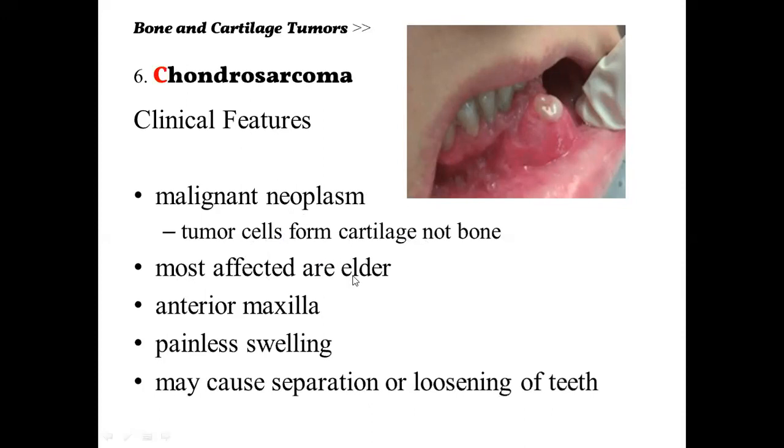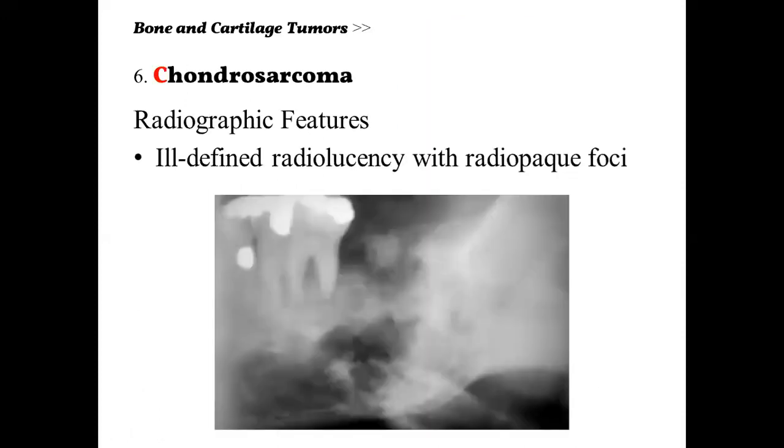So most affected are elders. It occurs on the anterior maxilla. It's a painless swelling and may cause separation or loosening of teeth. Sabi ko nga sa inyo, kaya sa tumor may cause mobility, separation, or loosening of teeth. This is how it looks like on a radiographic picture. So hindi natin madi-differentiate.